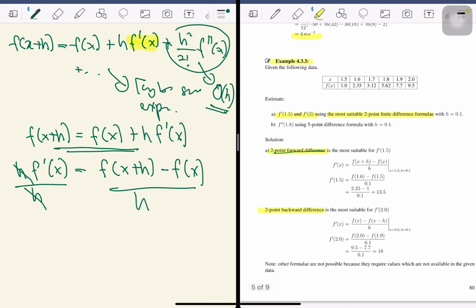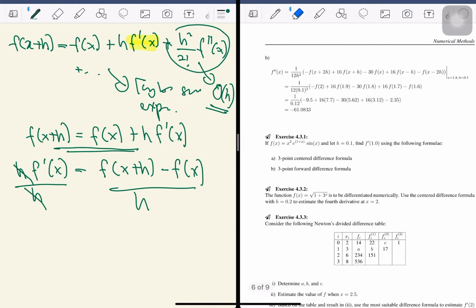The answer is there, but how can you actually identify which one is the most suitable based on the formula given? Because the formula is given and the data is given, but how can you choose based on the formula? So I would like you to think about it, and I will ask during the live session.